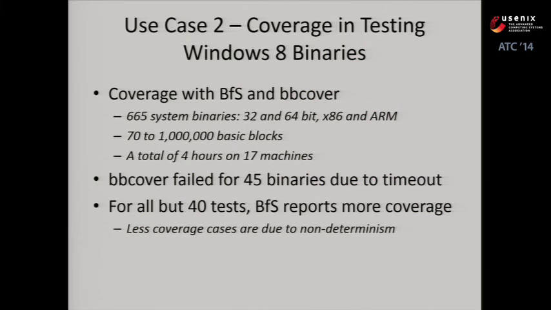Second, we ran the BiasFree framework and BBCover on all Windows 8 system binaries and measured coverage. This is 665 binaries for x86 and ARM, including 32-bit ones as well as 64-bit ones. These binaries vary greatly in size, from binaries with 70 basic blocks up to binaries with 1 million basic blocks. Our test ran for a total of 4 hours on 17 machines, and as a result, BBCover tests failed for 45 binaries because the excessive overheads it incurred when measuring coverage caused those tests to time out.